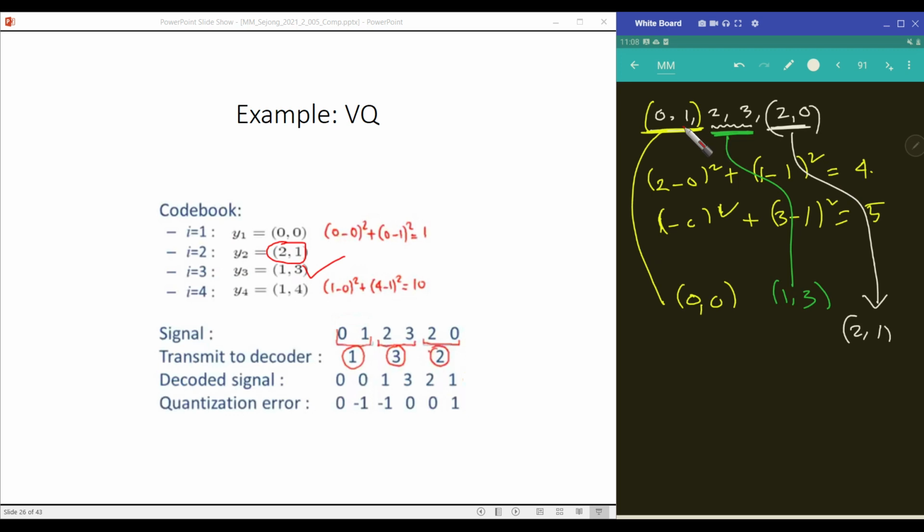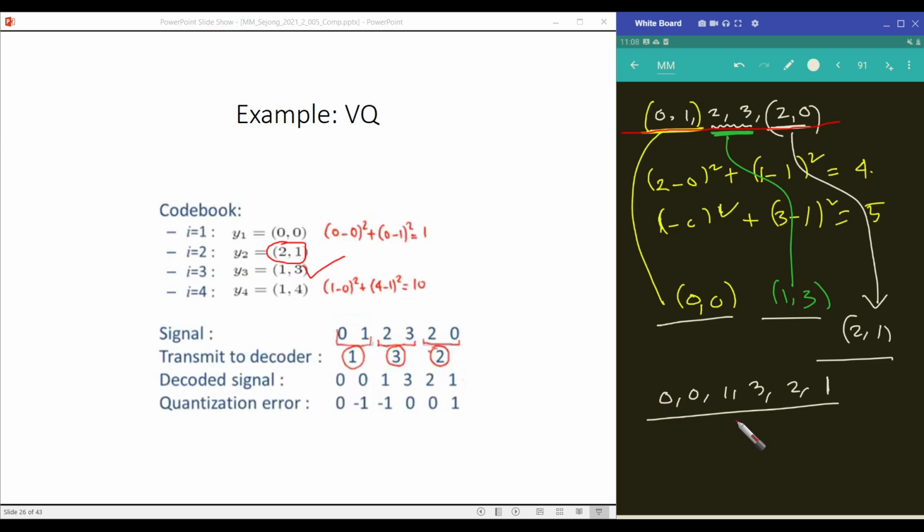So we had just continuous signals from the signal source, and in vector quantization now we have these vectors, right? Ultimately our output signal becomes 0 0 1 3 2 1. This is the quantized signal, and we did this using vector quantization. It is that simple.